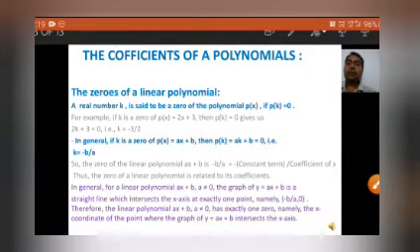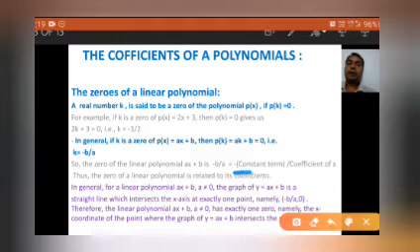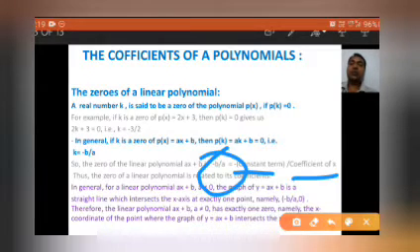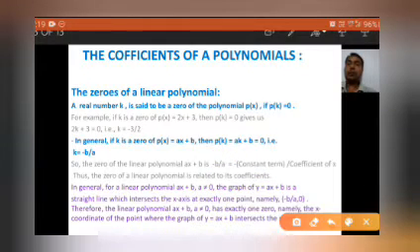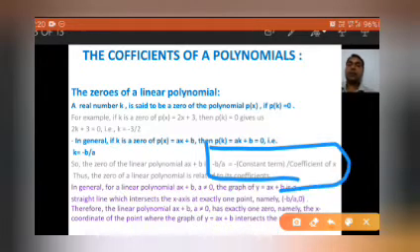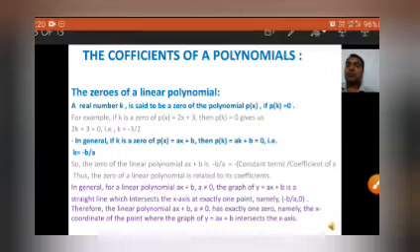So minus b by a is equal to minus the constant term divided by the coefficient of x. So this is the relation between coefficient and zeros. The zero is this, in terms of the constant term and the coefficient of x. So this is the relation in linear polynomials between zeros and coefficients. Thus the zero of a linear polynomial is related to its coefficients.